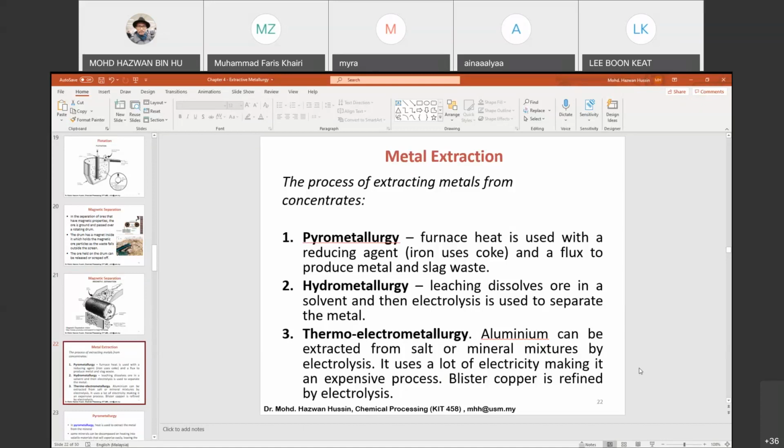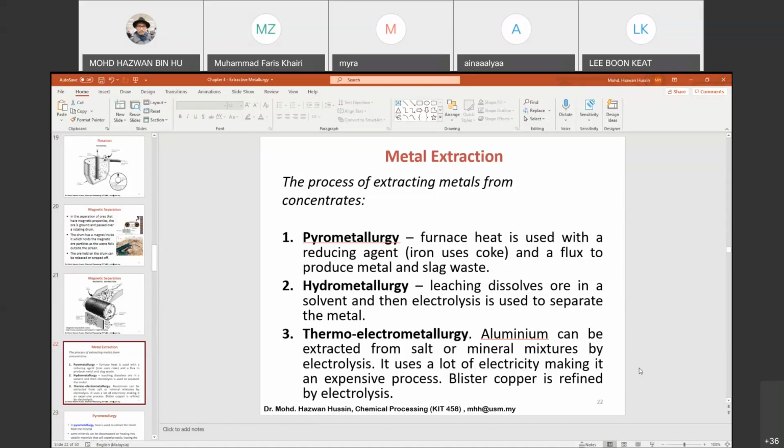By definition, pyro, anything that you see with pyro, means heat, heating. In pyrometallurgy, a furnace will be heated and used with a reducing agent such as coke, and a flux to produce a metal and slag waste.